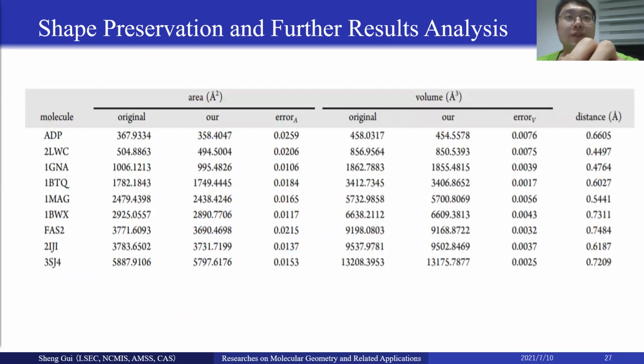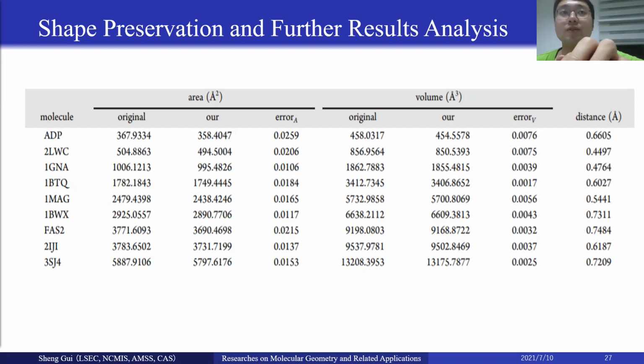The areas and the volume enclosed by the surface before and after the sparse representation for each of the molecules are listed in this table. The Hausdorff distance between the original surface and the sparse surface for the biomolecules is also listed in the last column of this table.